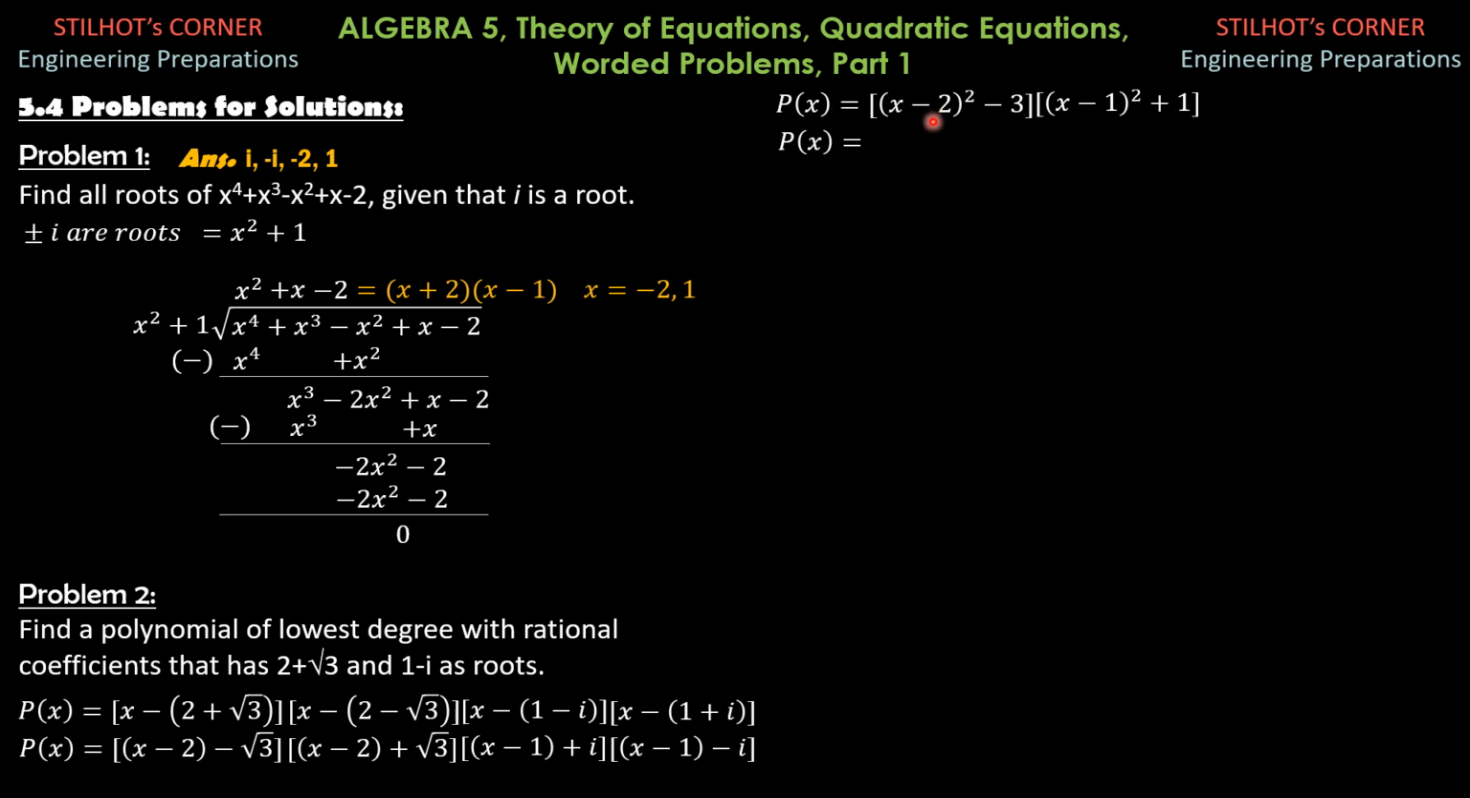Expanding this, we have p of x equals quantity x squared minus 4x plus 4 minus 3, then times quantity x squared minus 2x plus 1, then plus 1. Simplifying further, p of x is x squared minus 4x plus 1 times x squared minus 2x plus 2.